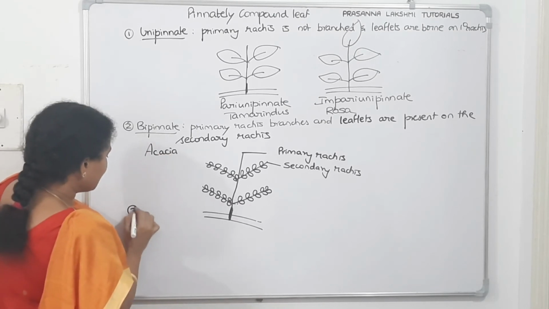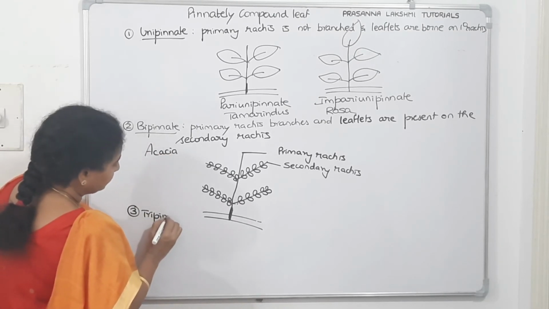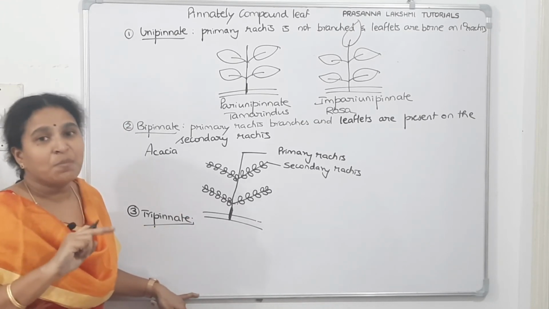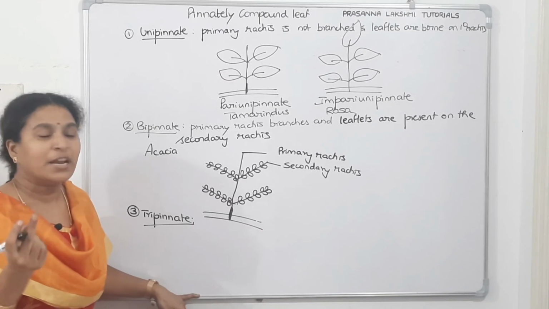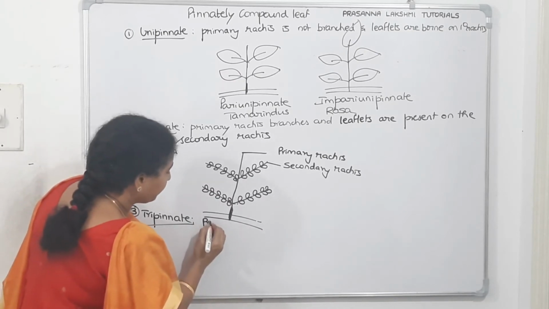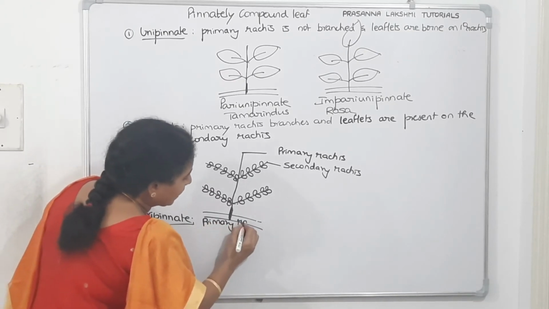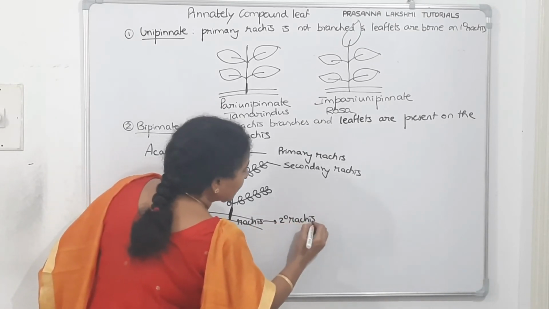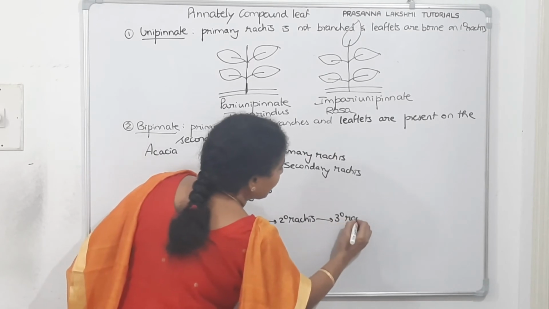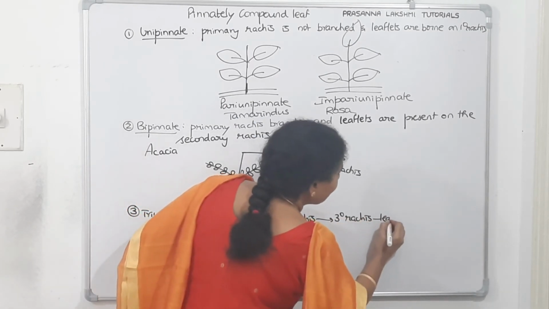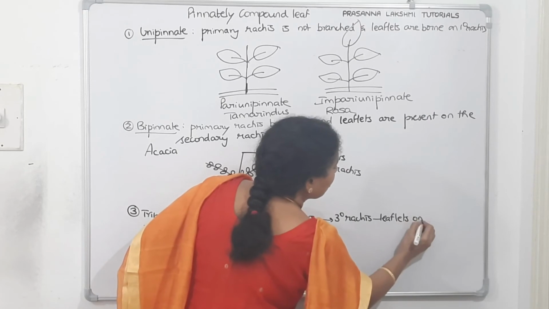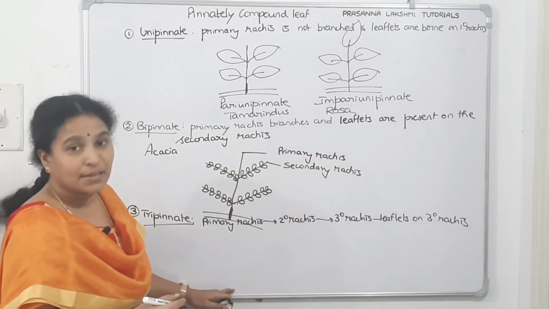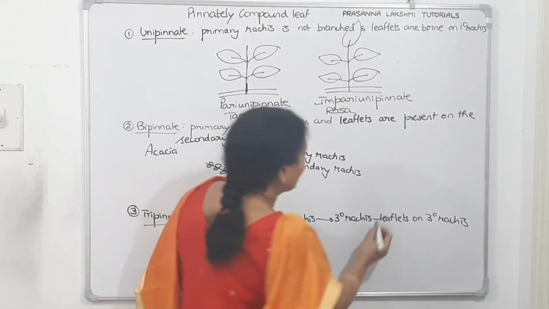Now let's go for tripinnate also. In tripinnate, we will tell primary rachis will branch into secondary rachis will branch into tertiary rachis. So, the primary rachis branches to make secondary rachis. Secondary rachis branches to make tertiary rachis. And the leaflets are present on the tertiary rachis. Let us see tripinnate also. So I'll draw the picture here.